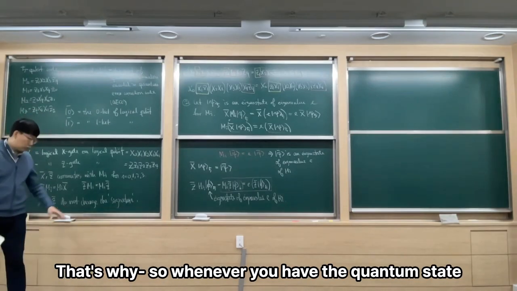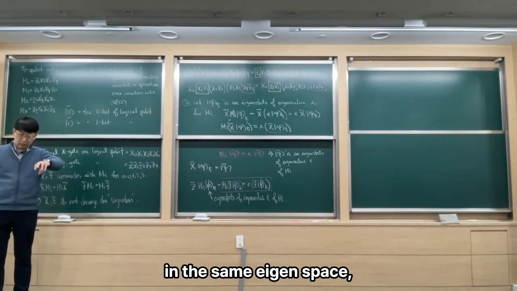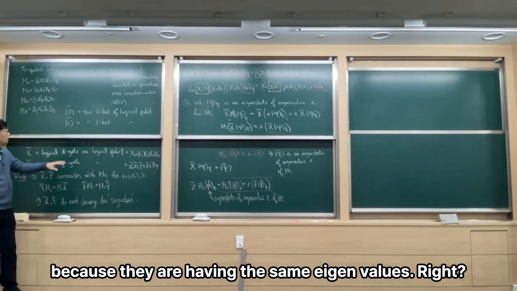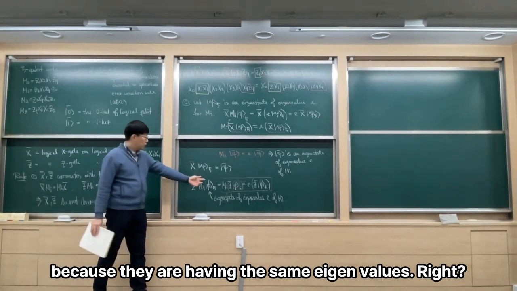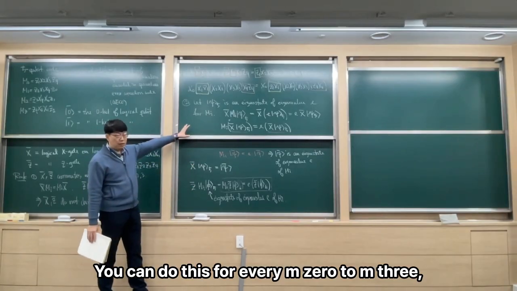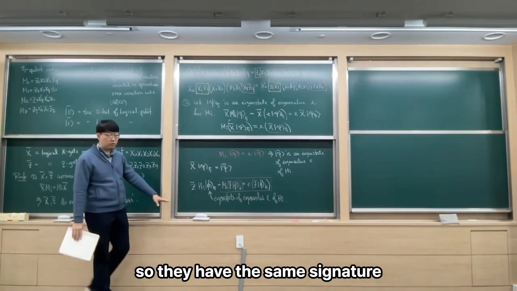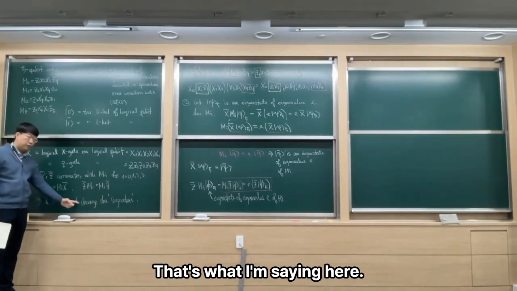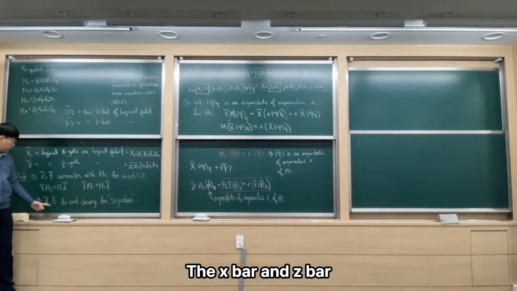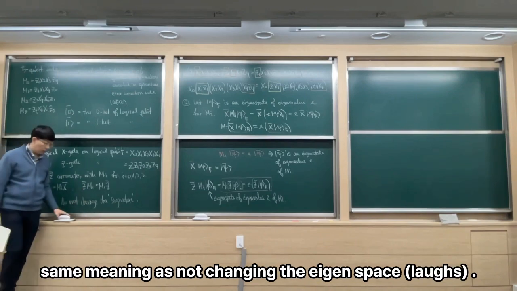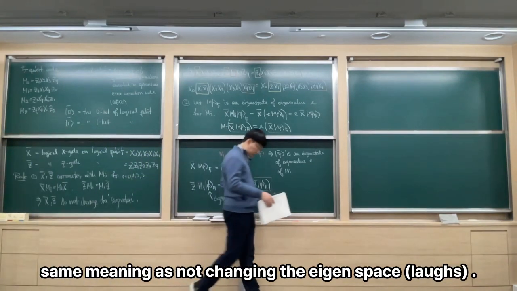So whenever you have quantum states in the same eigenspace, they all have the same signature because they have the same eigenvalues. Right? You can do this for every M0 to M3. So they have the same signature whenever they are in the same eigenspace. That's what I'm saying here. The x bar and z bar do not change the signature, which means the same as not changing the eigenspace.